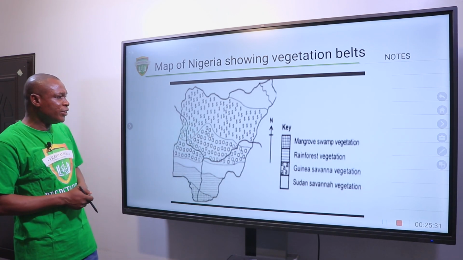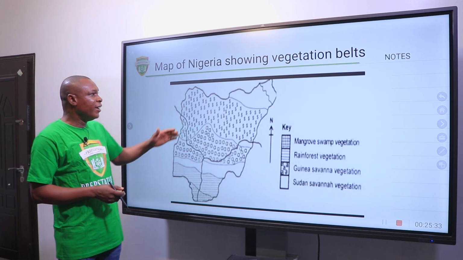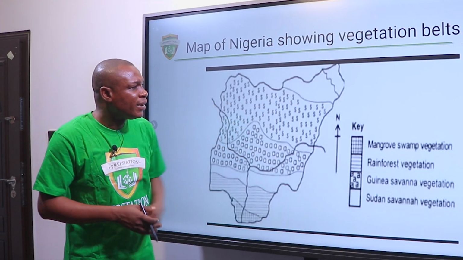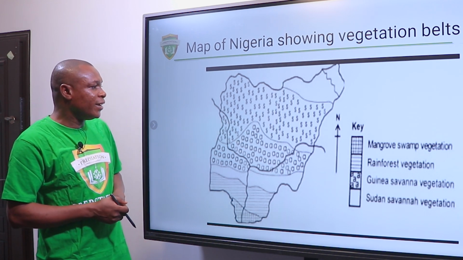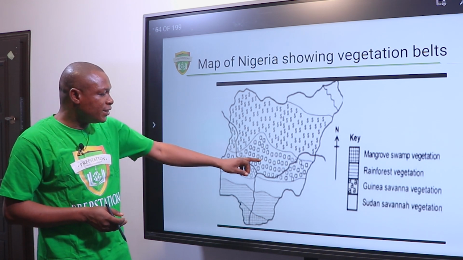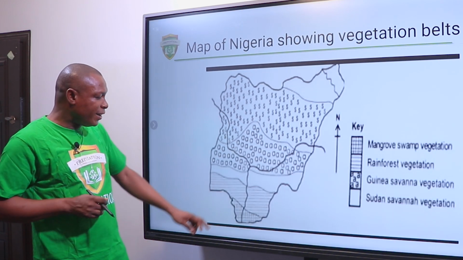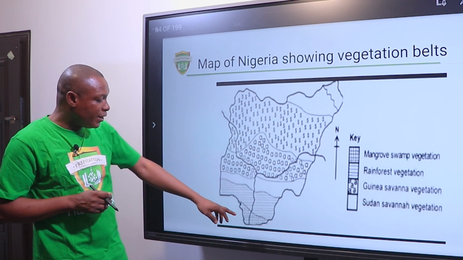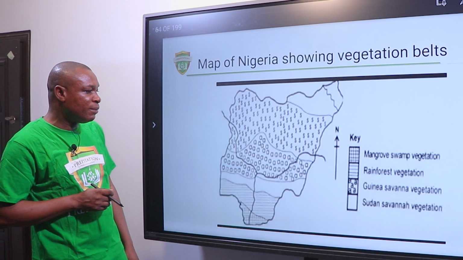This is the map of Nigeria showing the vegetation belt. Here is where you have the Sahel savanna. Here is where you have the Sudan savanna. This is the Guinea savanna. And then you have the tropical rainforest. And then you have the mangrove swamp here.